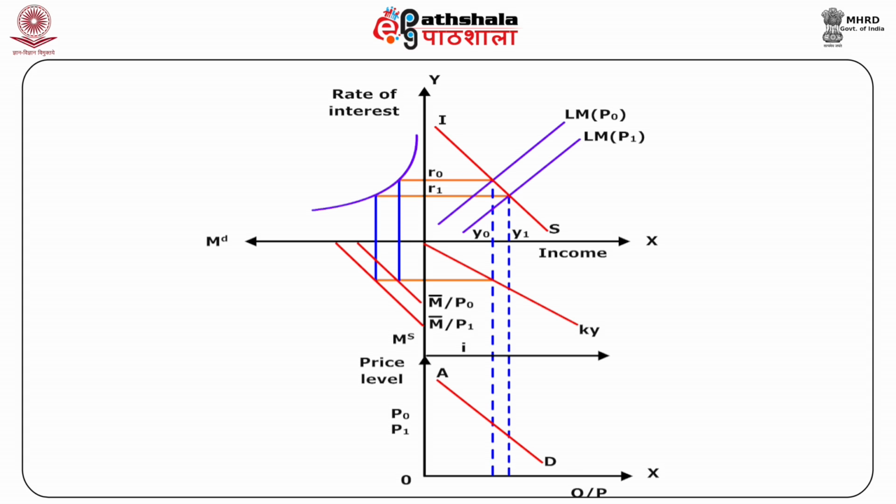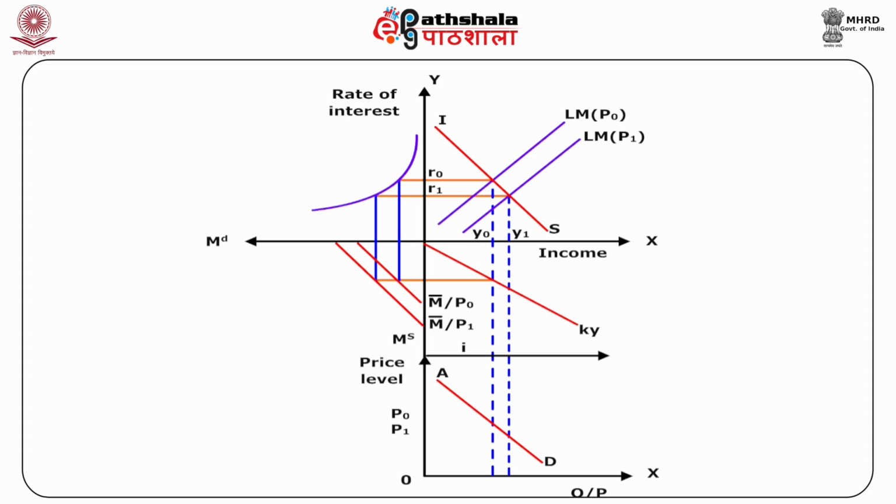So, the new intersection between the existing IS function and the new LM function LMP1 results in a new equilibrium rate of interest and a new equilibrium level of income. So, this is the background dynamics that we understand is taking place in the economy by the interaction of the money market and the product market.